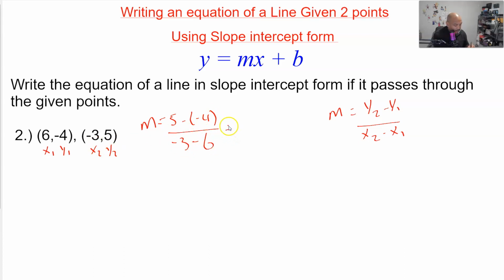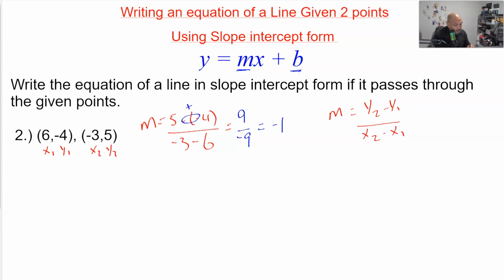All right, now anytime I have this minus negative, that's a plus. So 5 plus 4 is 9. And negative 3 minus 6 is going to be negative 9. And 9 divided by negative 9 equals negative 1. So our slope is negative 1. All right. Now we have our m. We have this part of our equation. We now need to find this part of our equation, which is b, in order to have the full equation.